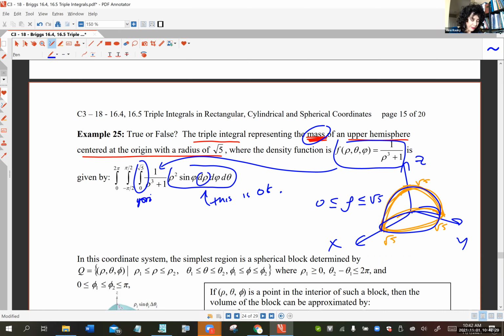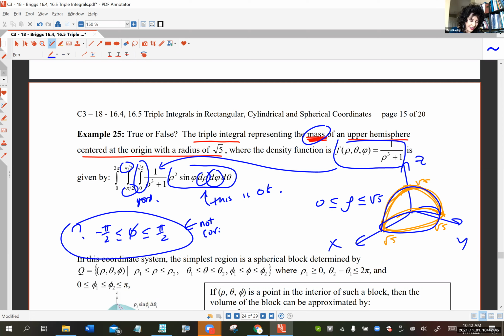So that's okay. Now, phi, they're saying, goes from negative pi halves to positive pi halves. Is that even legal? No, it only goes from 0 to pi, right? Right. This is not correct. Very good. Yeah, you can't have your phi ever go negative. Oh, dear.